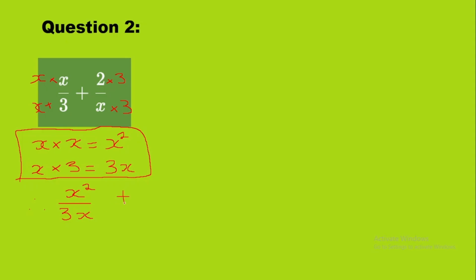Plus 2 times 3 is 6, and x times 3 will give you the same denominator, which would be 3x. So now that we have the denominators as the same exact term, which would be 3x, now we can add the fractions together. So the numbers, the terms at the top, now we can add them together or put them together.